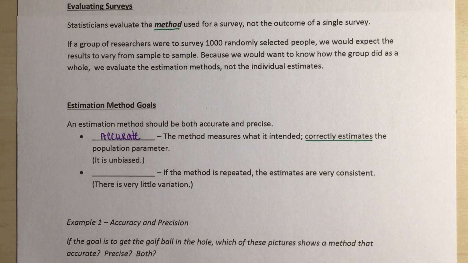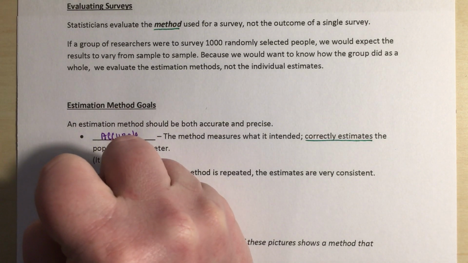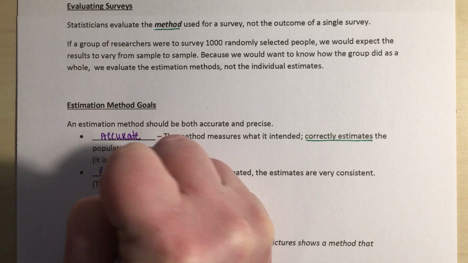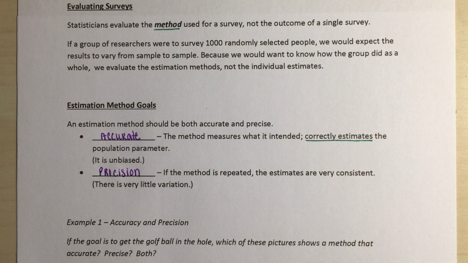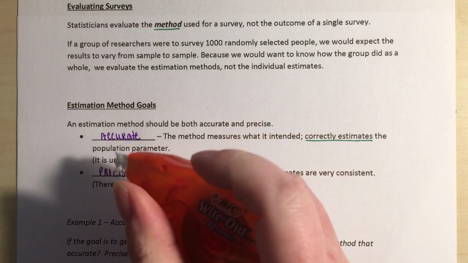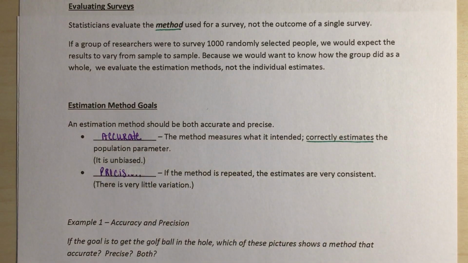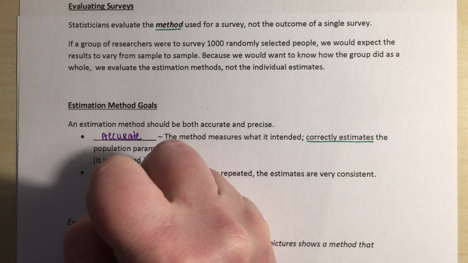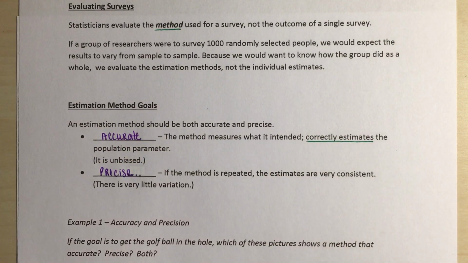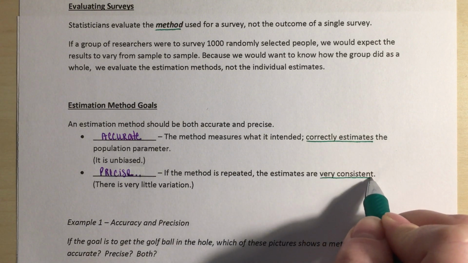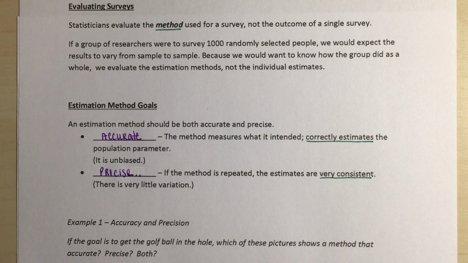Then the other thing that we're going to look at is precision. Right? If the method is repeated, the estimates are very consistent. Right? So precision, actually I'm going to go ahead and change that just to the word precise. Right? It is going to be precise. So if our estimate is precise, again, it's consistent. Right? There is very little variation.